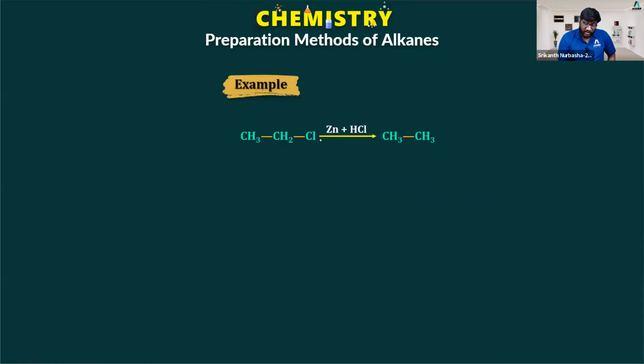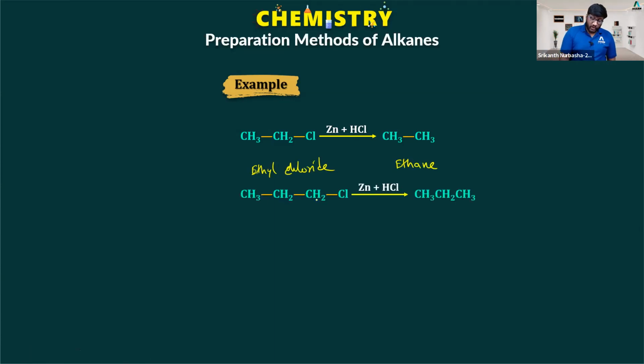Example, if you take CH3CH2Cl treated with Zn in the presence of HCl, it will form what? The chlorine is going to be lost. You will get CH3CH3. That means ethyl chloride is converted to the respective ethane. CH3CH2CH2Cl treated with Zn/HCl converts to CH3CH2CH3. Propyl chloride is converted to the respective propane. So metal plus acid will reduce the respective alkyl halide to the respective alkane.